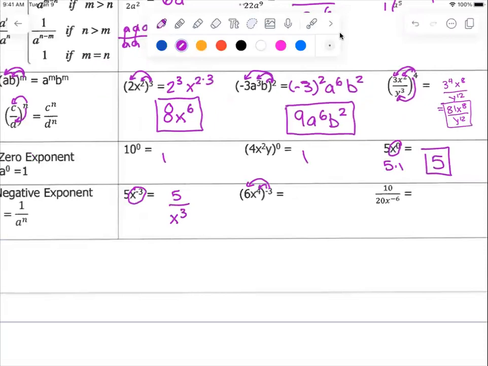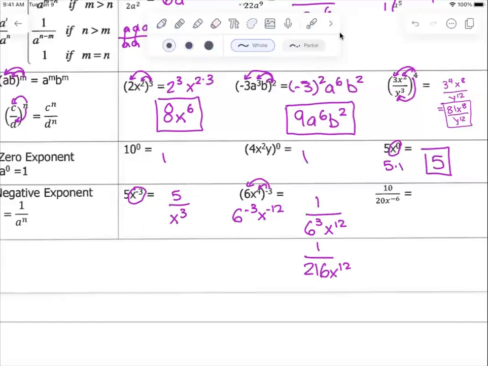So there's more than one way to do this. You could take each part separately and do your power to power. And then because they have negative exponents, move them down. 6 cubed, I believe, is 216. Yep. And that's one way to do it.